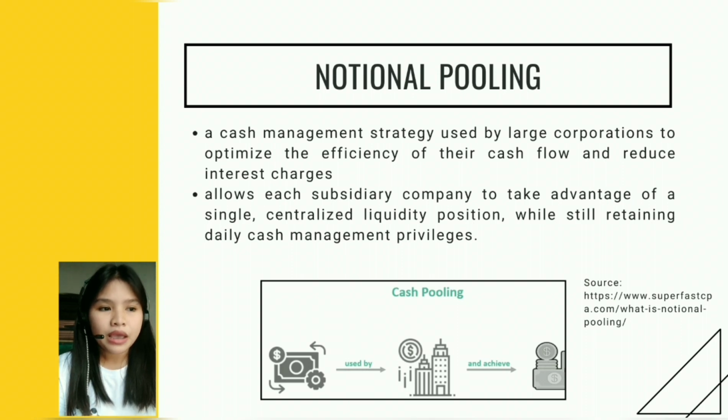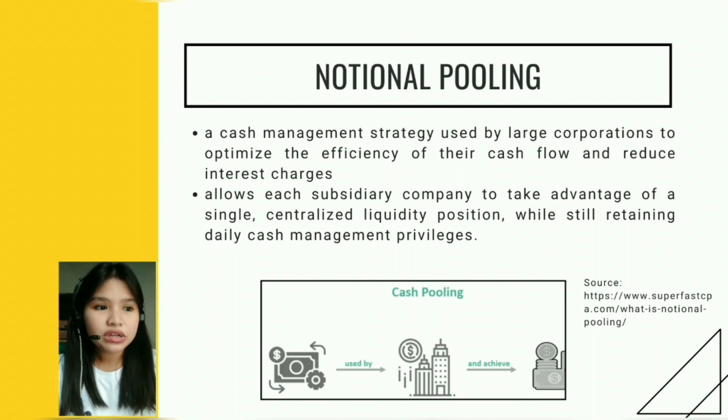Like for example, kapag ang subsidiary A ay naka-earn ng 30% sa pool interest, then yung same amount ng money na yun is makaka-receive din. Same din siya kapag nai-apply sa charges for deficit. This approach allows each subsidiary company to take advantage of a single centralized liquidity position while still retaining daily cash management privileges. And also, since iniiwasan nito yung paggamit ng cash transfer sa central pooling account, wala na itong kailangan na mag-create or i-monitor pa ng intercompany loans.